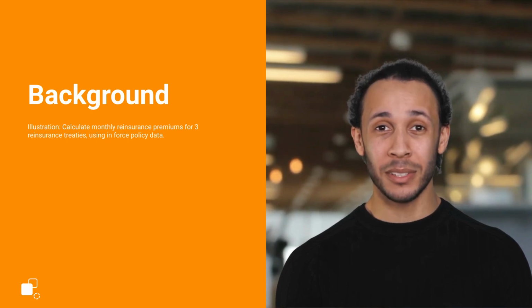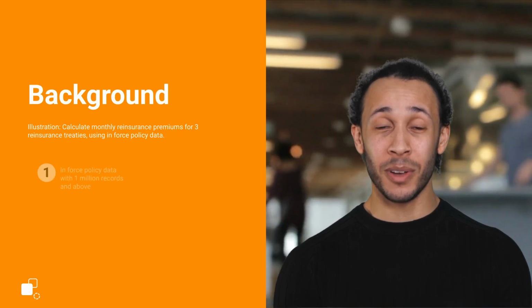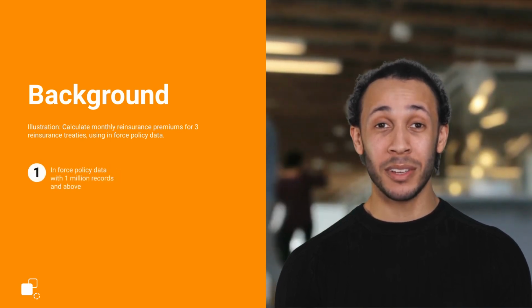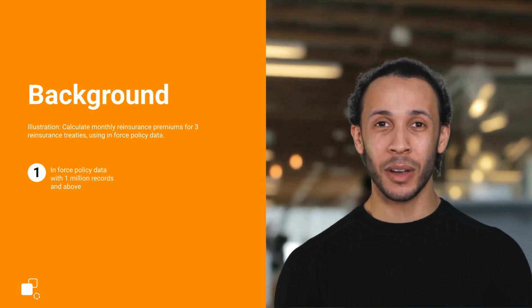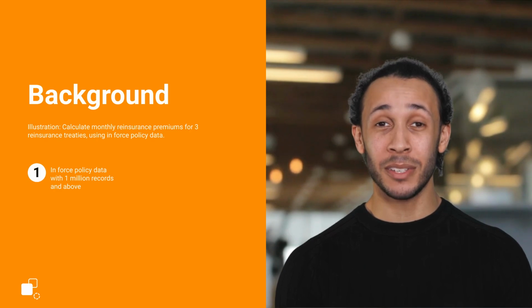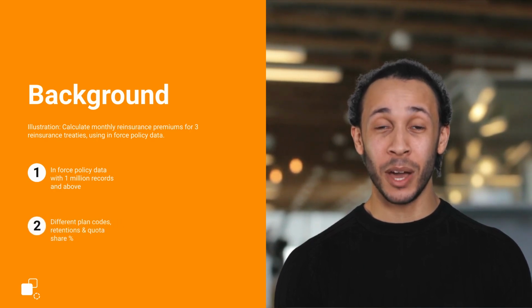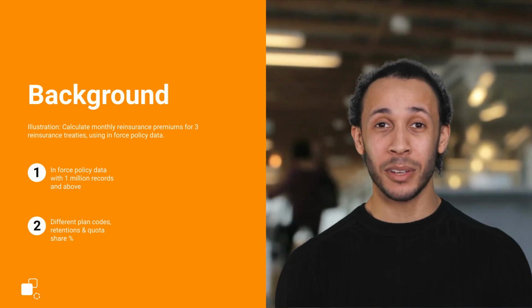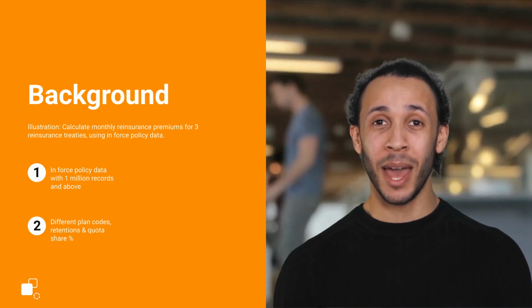Now, let's shift gears and take a closer look at the illustration you'll see in this video. We're diving into a scenario that involves some straightforward reinsurance premium calculations, which is done on a monthly basis. Here's the setup. We're working with monthly in-force policy data, which provides the foundation for our calculations. The focus is on 3 distinct reinsurance treaties. Each of these treaties covers policies associated with different plan codes, so we're dealing with a bit of variety here.